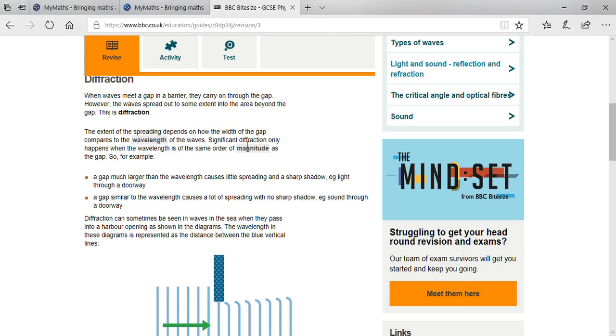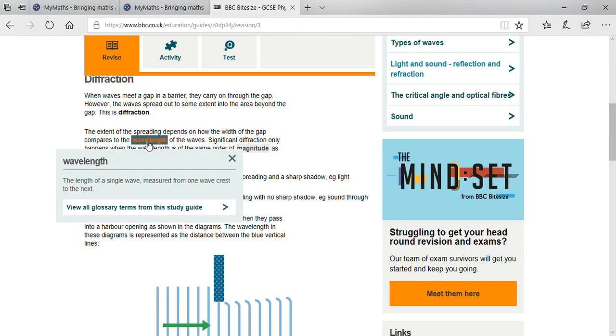Most important thing is that the extent of spreading depends on the width of the gap compared to the wavelength of the waves. Again, I'm repeating, beta, the extent of the spreading depends on how the width of the gap compares to the wavelength of the waves. Wavelength, as I explained to you, is the distance between two crests or two troughs, or the length of a single wave, that means the length of a crest and trough. Understand?